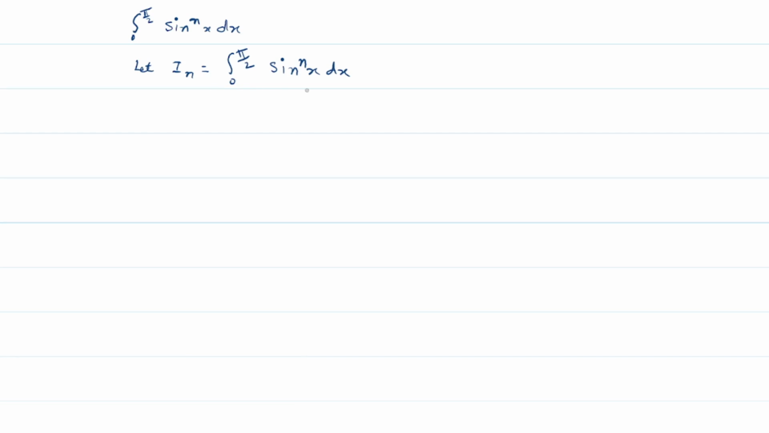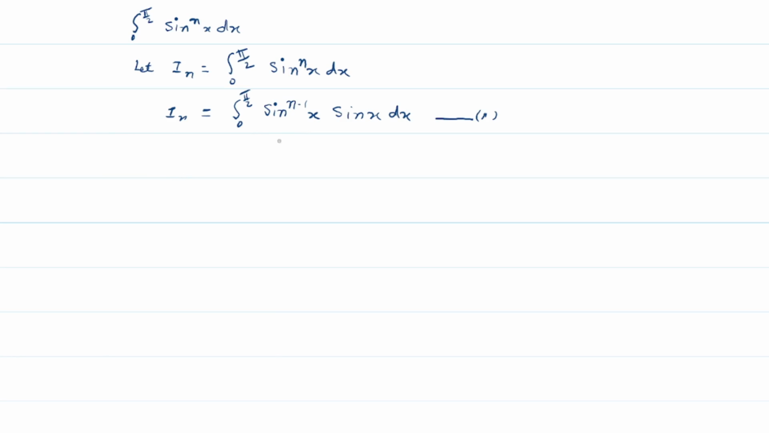Now we will split this sine raised to n x dx as the integral from 0 to pi by 2 of sine raised to n minus 1 x times sine x dx. So I_n is equal to this. Now take this as equation number 1.